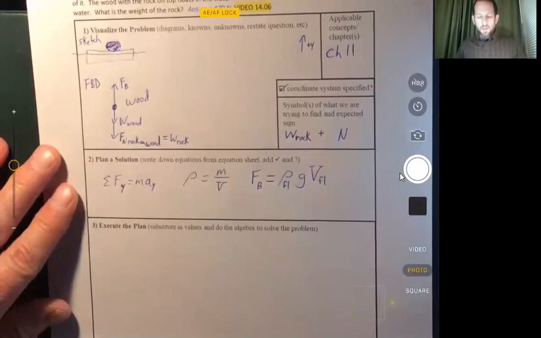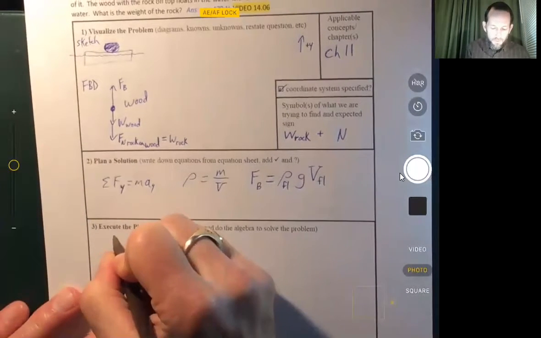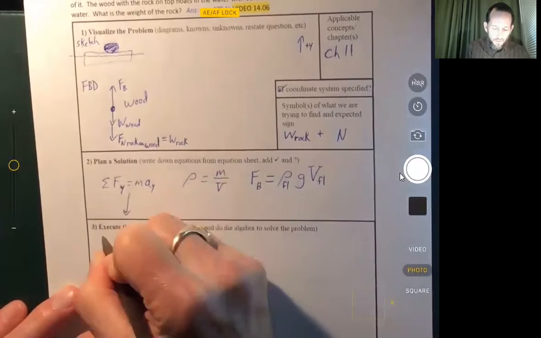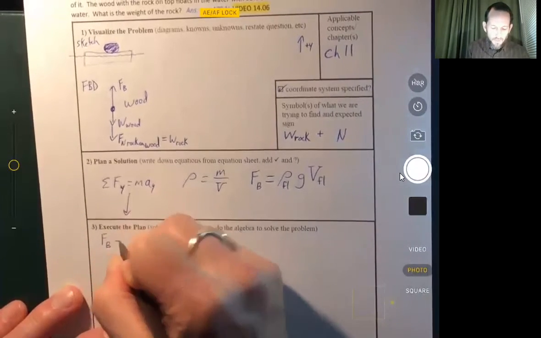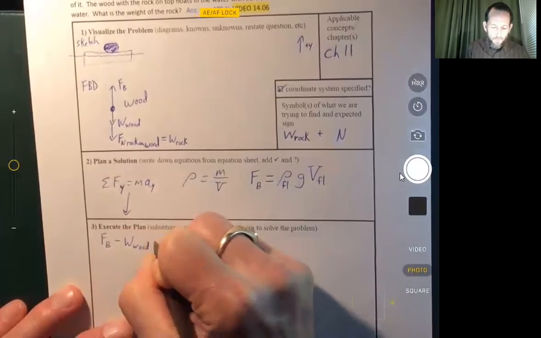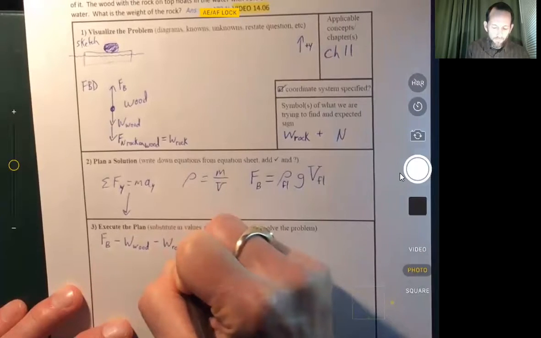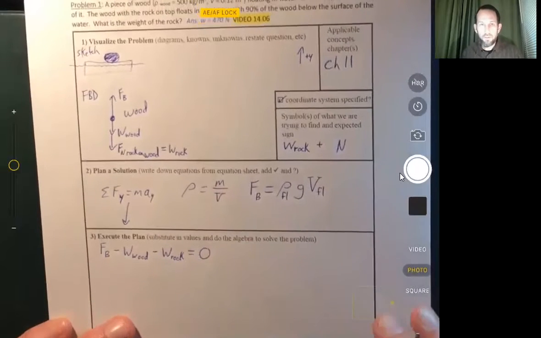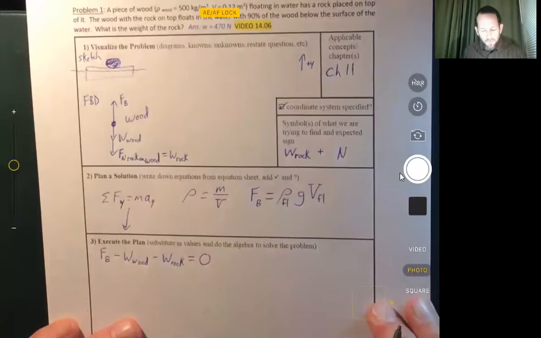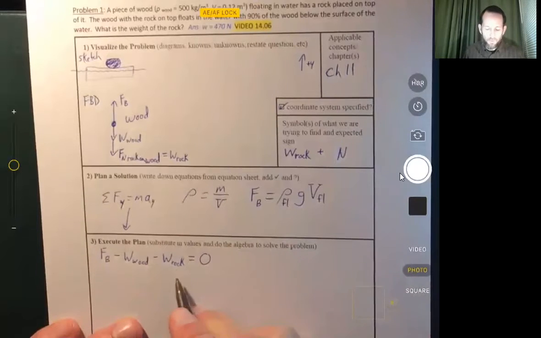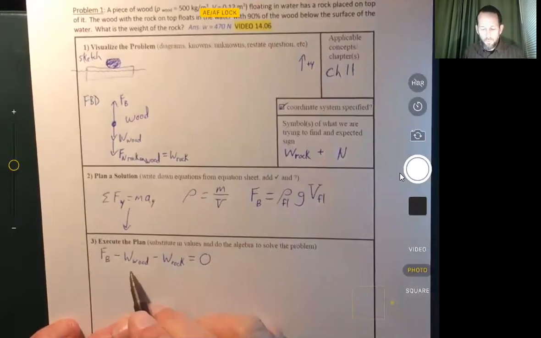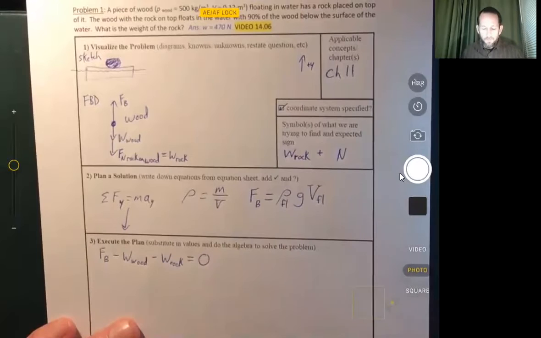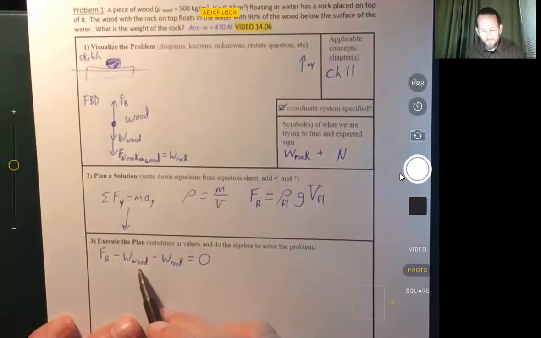All right, and so we can go ahead and sum the forces. So we have FB in the positive direction minus the weight of the wood minus the weight of the rock equals 0, because the acceleration in the vertical direction is 0. And we say, okay, well, we're trying to find the weight of the rock, but we don't know the buoyant force and we don't know the weight of the wood yet. So we're going to have to find a lot of things in this equation. Well, to find the weight of the wood, if we knew the mass of the wood, we would be able to find the weight of the wood.